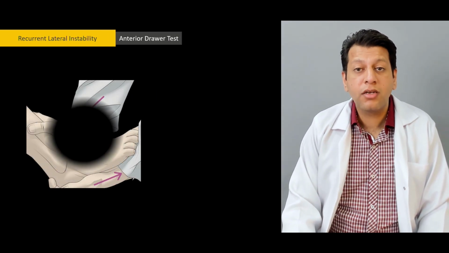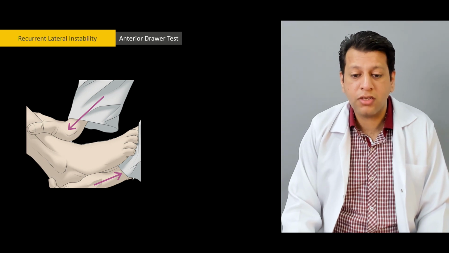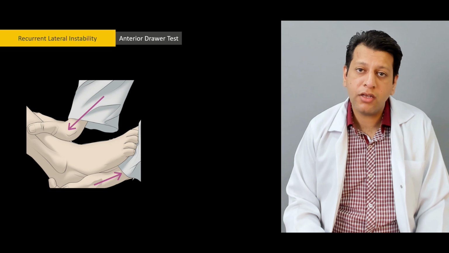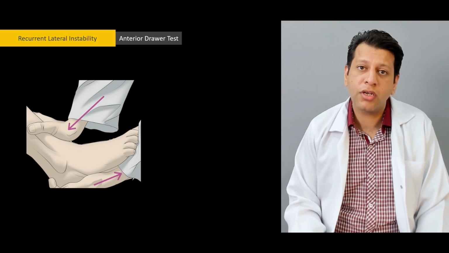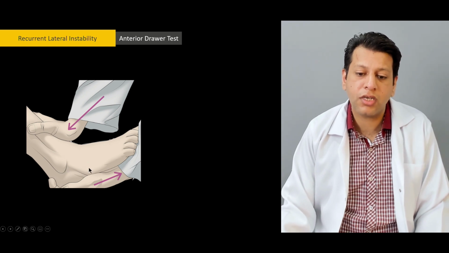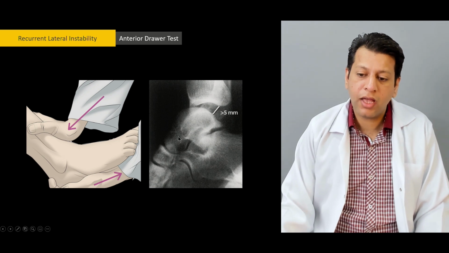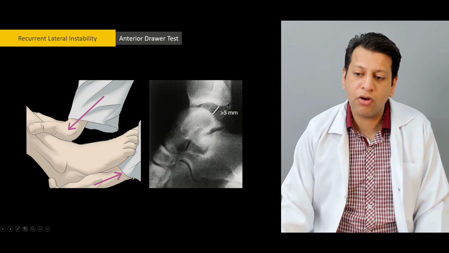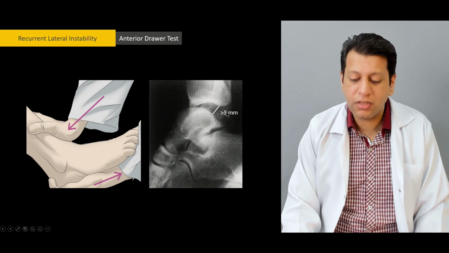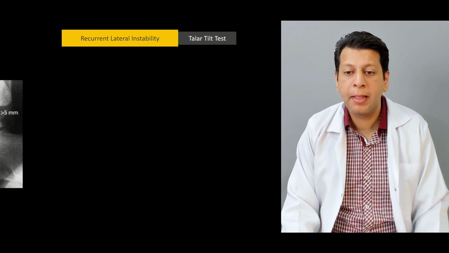Then there are other tests as well to check for anterior drawer. In this case, if we are checking for the anterior talofibular ligament, we do the anterior drawer in plantar flexion, and if it is done in dorsiflexion, it is checking the calcaneofibular ligament. And if you can see the x-rays, the foot is in plantar flexion, and how much translation of the talus has occurred in the tibiotalar joint. This is an indication that there is complete rupture of the anterior talofibular ligament.